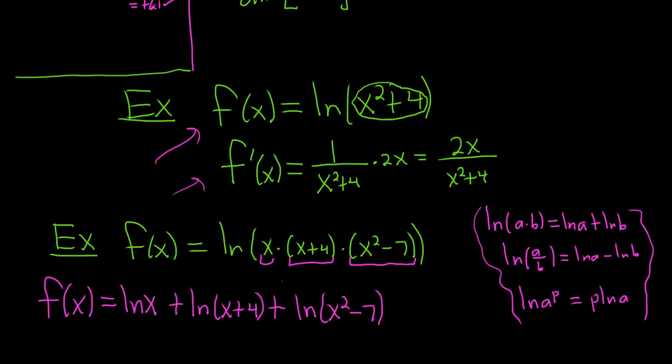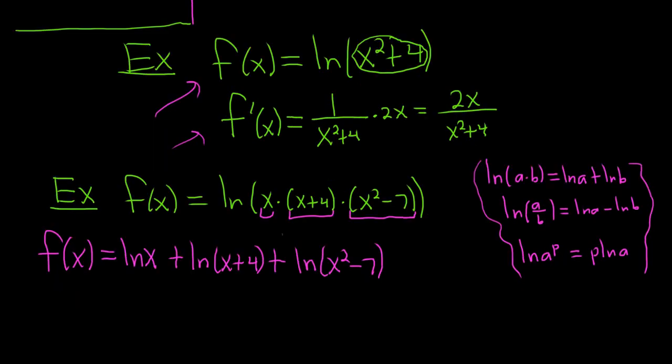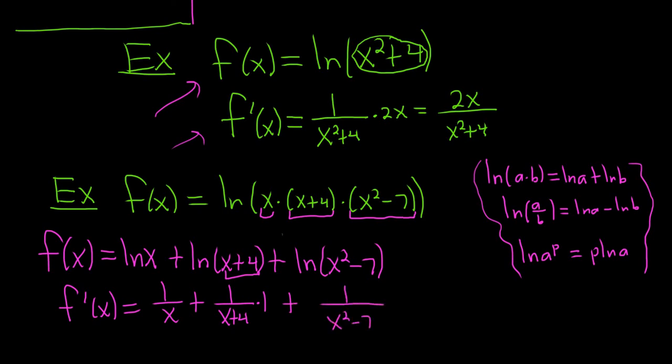And now we're ready to go. We just differentiate. We just take the derivative of each piece using that one formula. The derivative of ln x is 1 over x. So for the first piece, that's exactly what we have. The derivative of the natural log of x is 1 over x. Plus the second piece, it's the chain rule. So it's 1 over x plus 4 times the derivative of the inside function, which is simply 1. Plus 1 over x squared minus 7 times the derivative of the inside function, which is simply 2x. The derivative of 7 is 0.